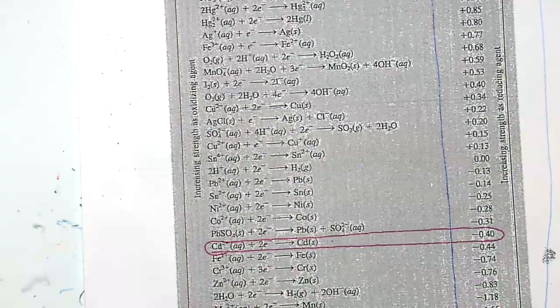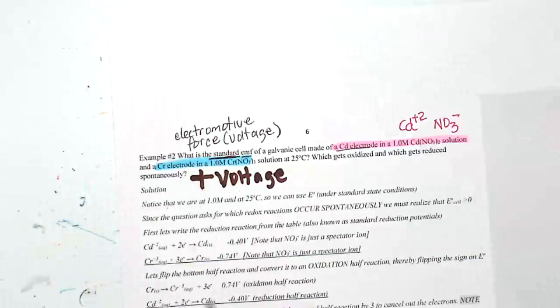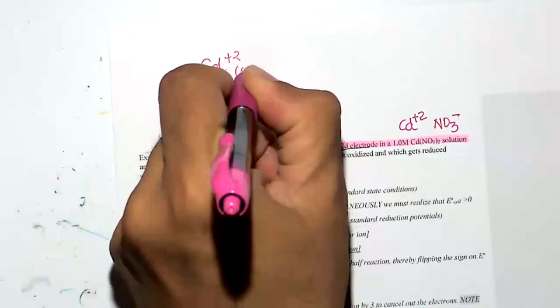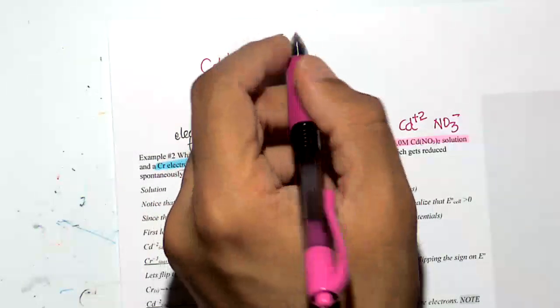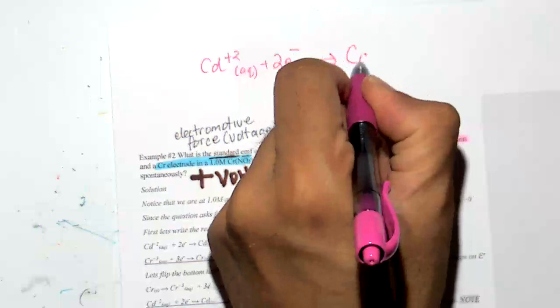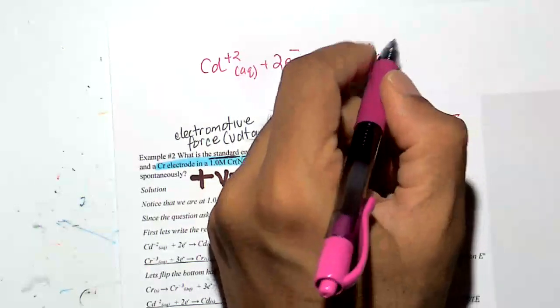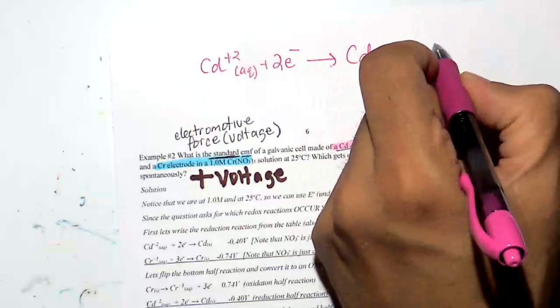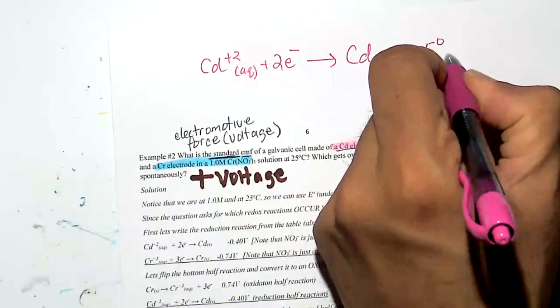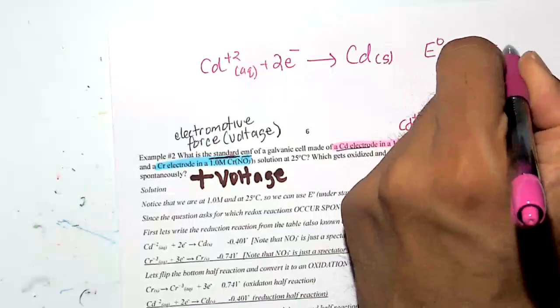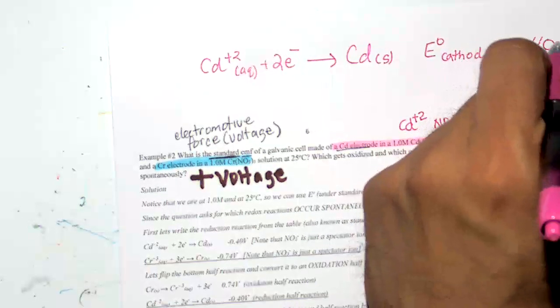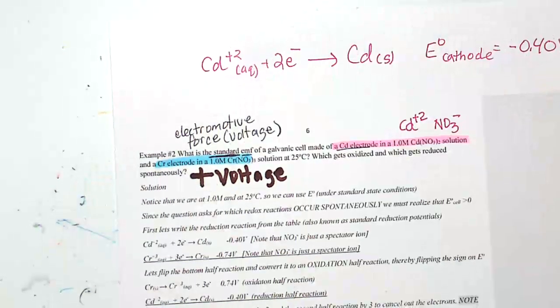All right, let's write it down. Cd plus 2 plus 2e minus is going to go to Cd solid. Okay, and what is the voltage for that? This is E cathode, and this is minus 0.40 volts. Okay, that's the cadmium electrode from here.